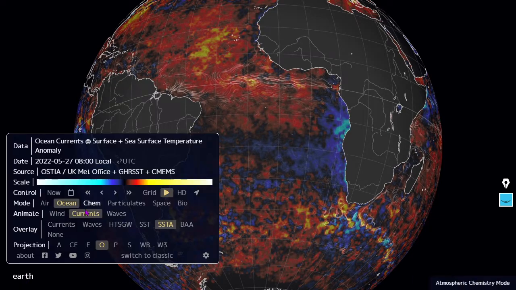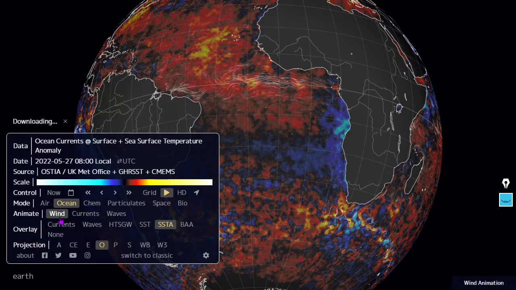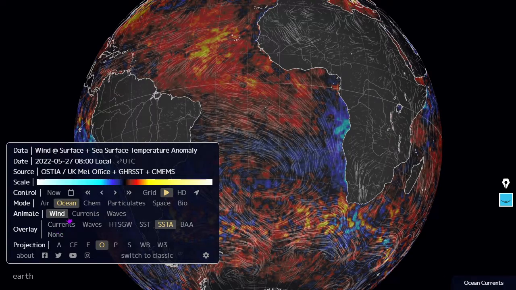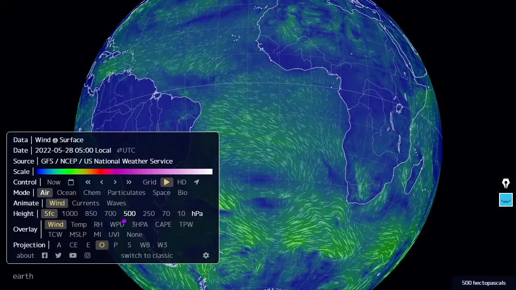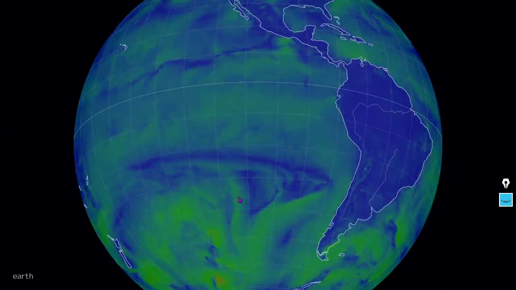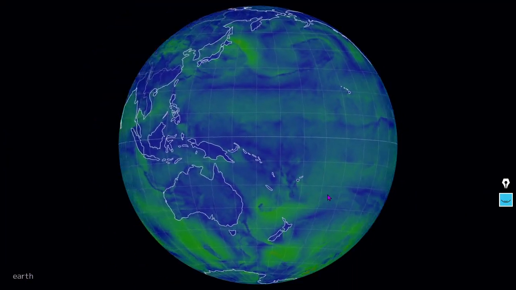Anyway, let's show our normal features here. We're normally going to be showing things like wind. So let's go to the surface winds of the eastern world. There you go.